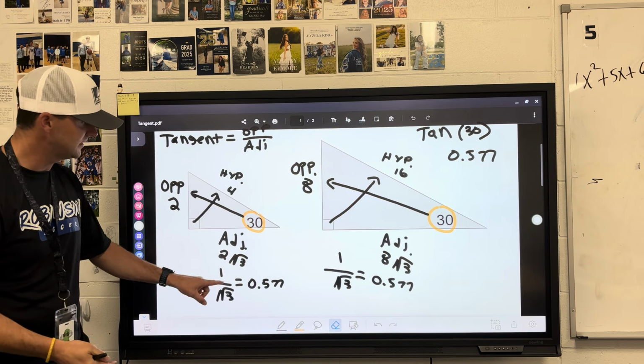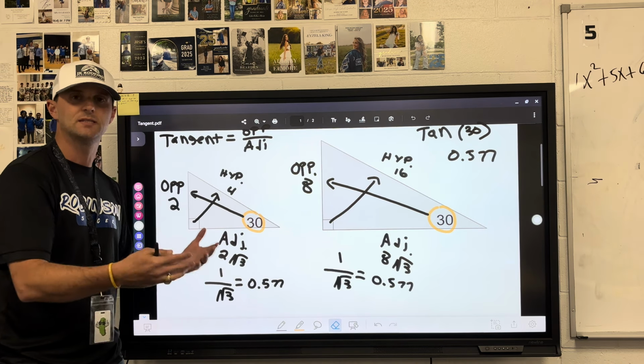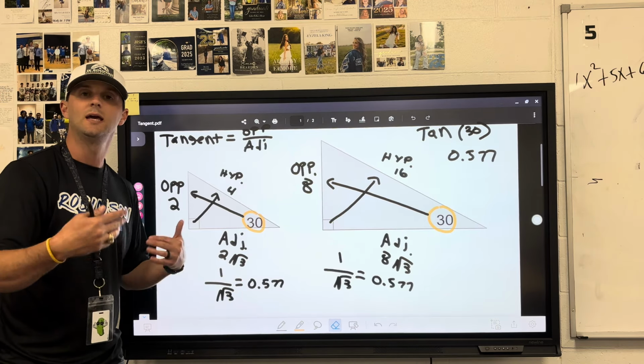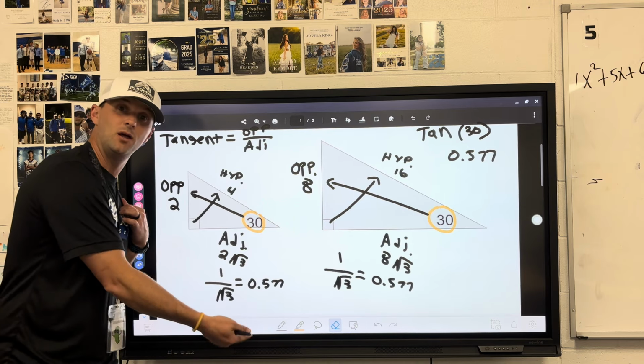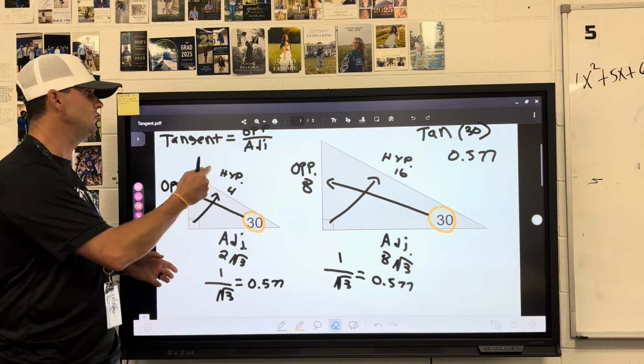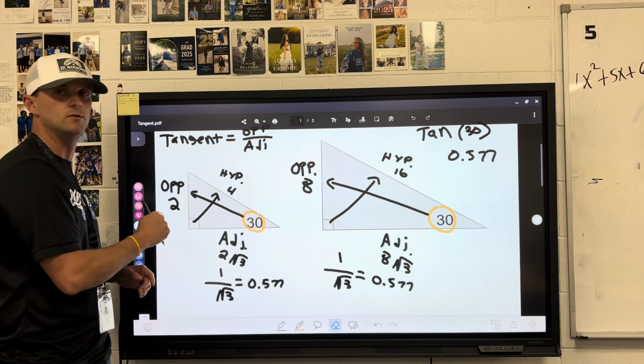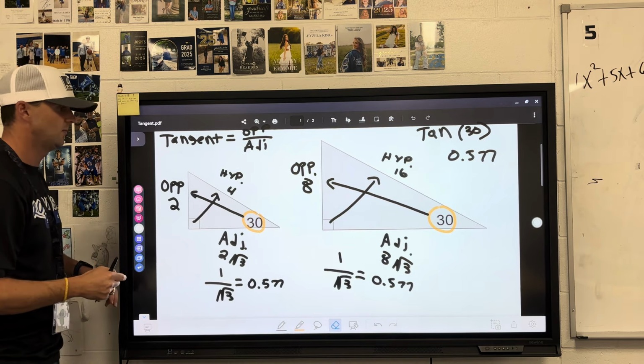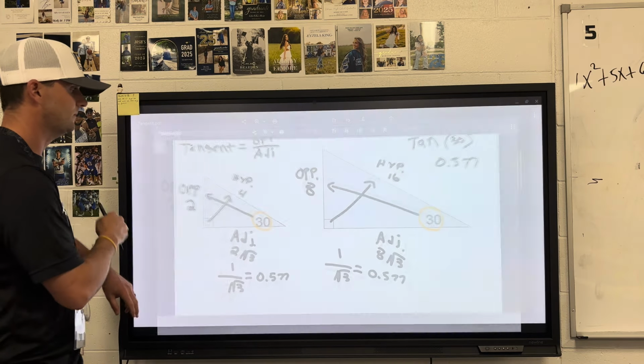So if I set this equal to that and solve for a missing side, I can use that to find a proportion and set up. So now, down below on the bottom of your paper, I'm going to show you how to use the tangent ratio. That's what we're using today, is the tangent ratio. So here we go. Let's look at our example.